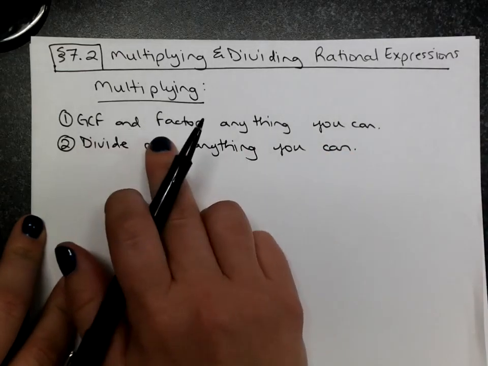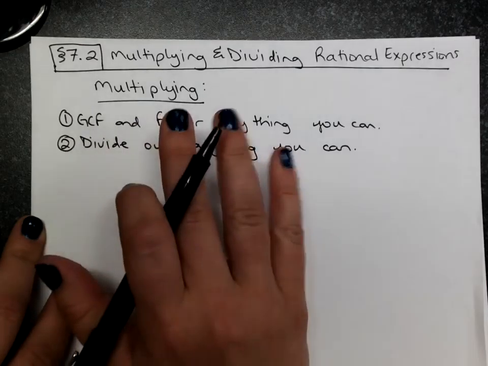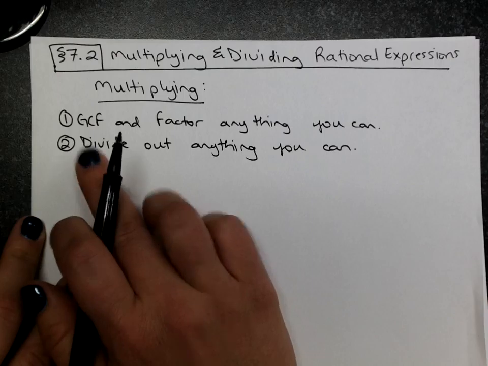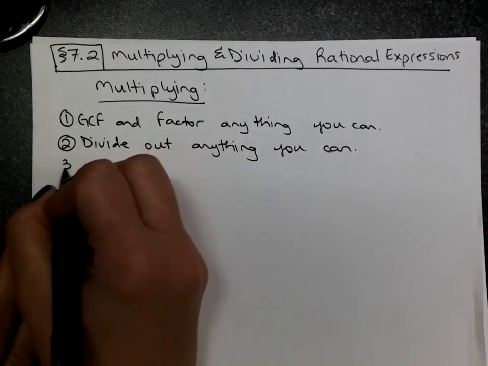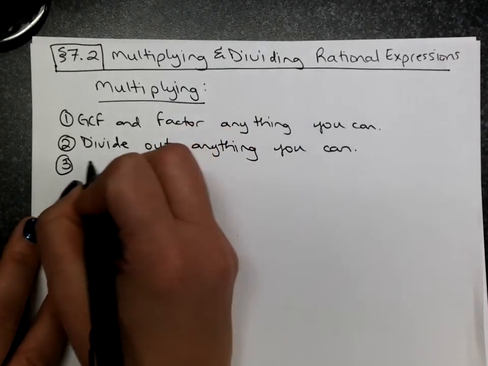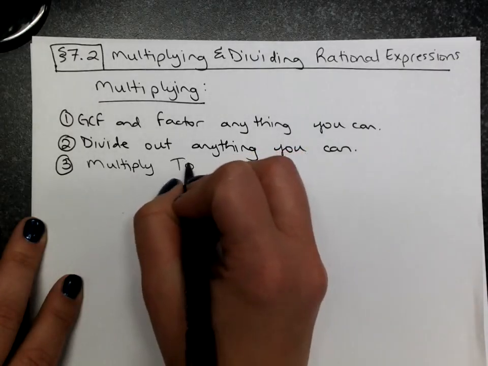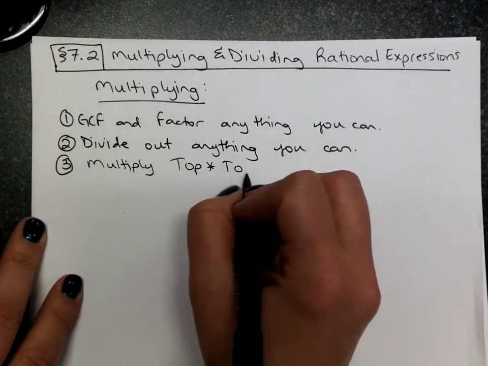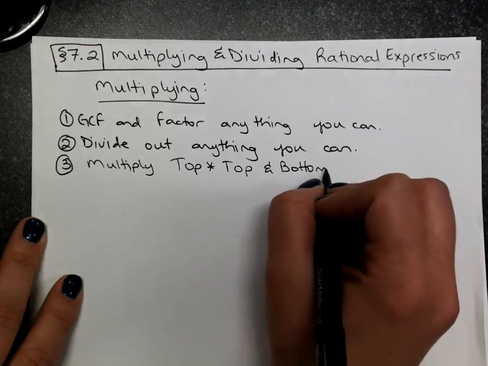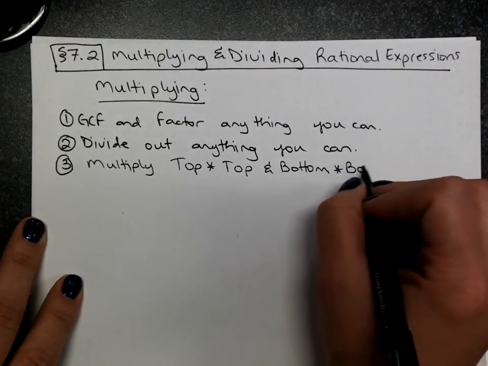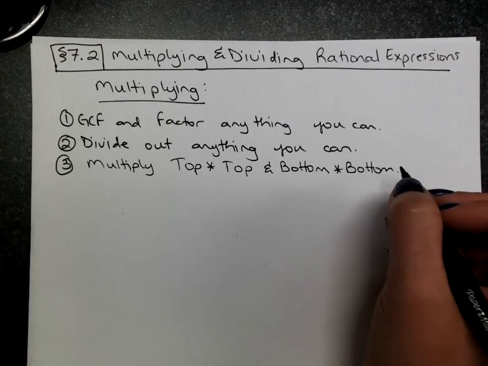You just go through the problem looking at the top and the bottom of each expression and try to GCF or factor whatever you can. After you've got everything factored out, then you can divide out anything that you can. And then the third step's the easy step. You multiply whatever's left. And when we multiply fractions, remember it's top times top and bottom times bottom. So we'll just run through a few examples here until you get the hang of it.